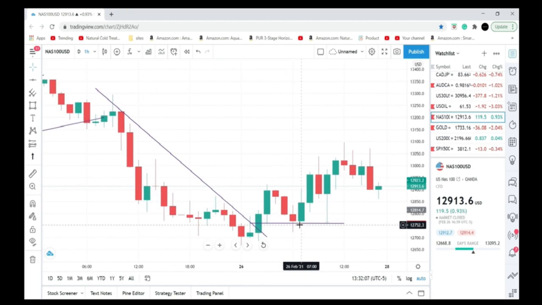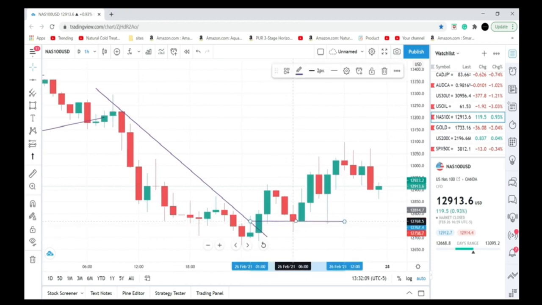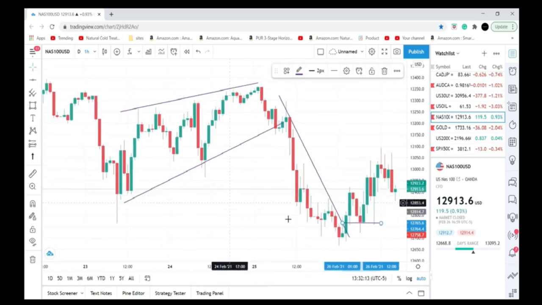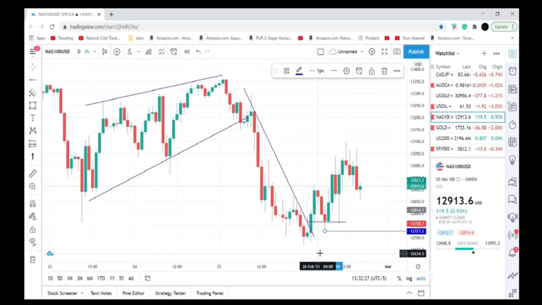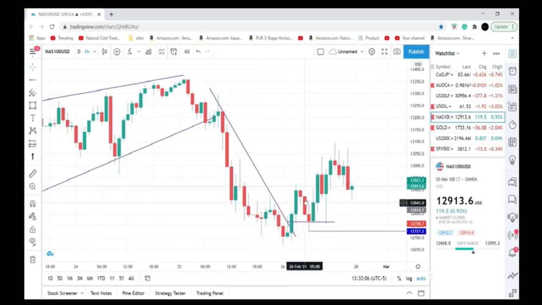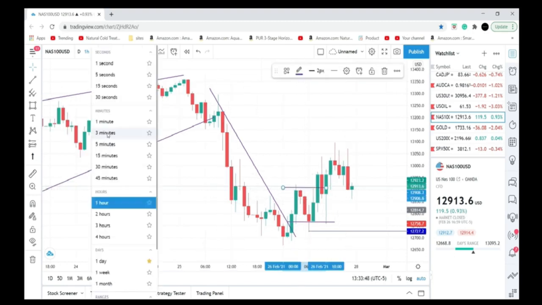So basically, I had a level right here. Let me actually move that up to the close of the candle. Okay, and then I had another level at this low right here. Pretty much I was looking for possible longs. Put a level right here at the high. Let's go to the 5-minute.